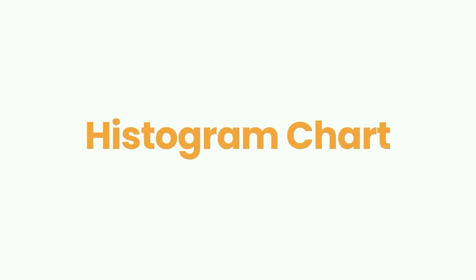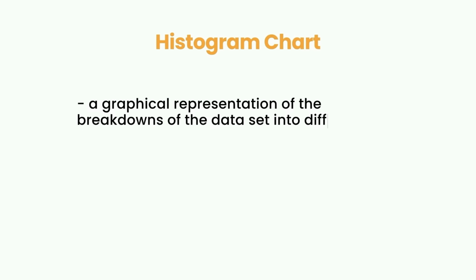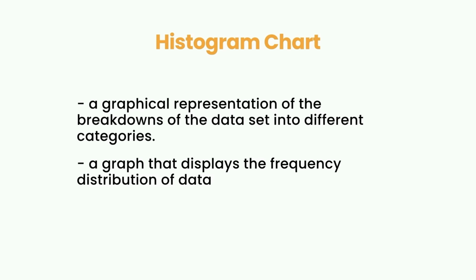Now let's try to understand the histogram chart. The histogram chart is a graphical representation of the breakdown of the data set into different categories. A histogram chart is a graph that displays the frequency distribution of data typically split into categories.